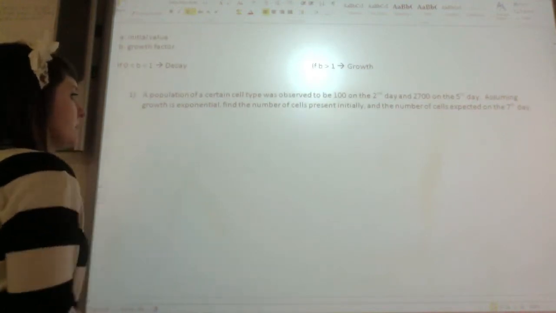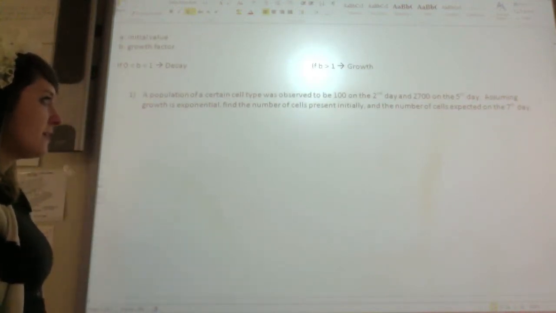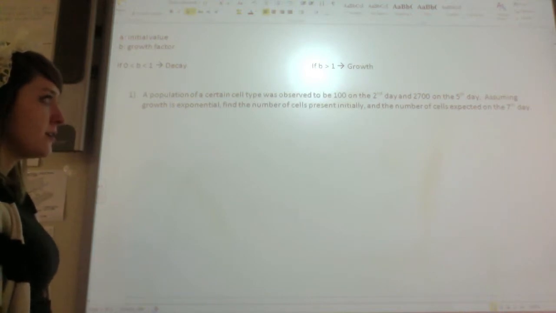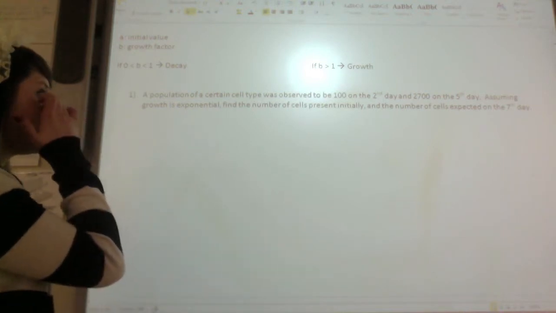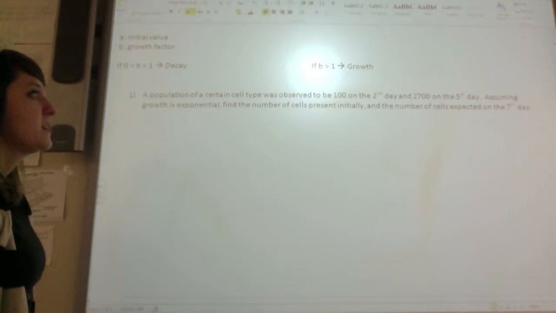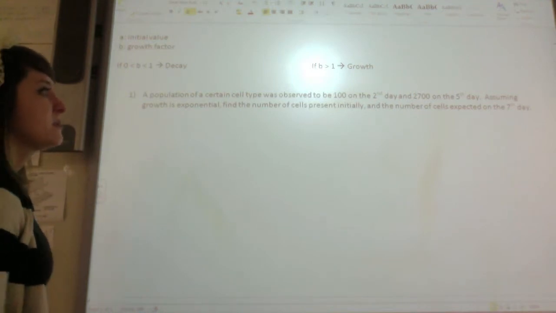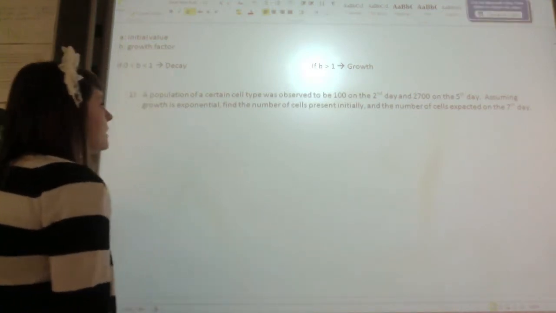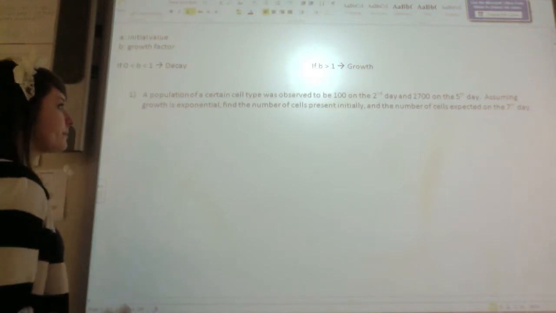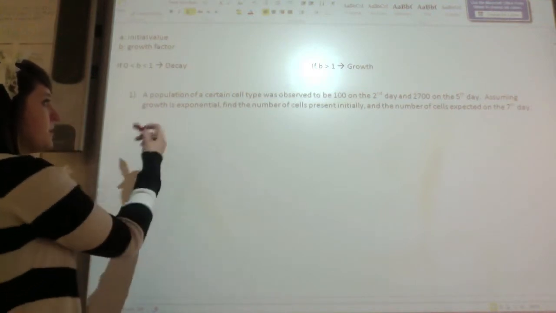Okay, let's look at this first problem here. A population of a certain cell type was observed to be 100 on the second day and 2,700 on the fifth day. Assuming growth is exponential, find the number of cells present initially and the number of cells expected on the seventh day. So to start this problem, I'm just going to start by talking about my two data points.